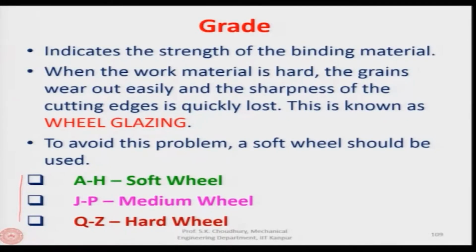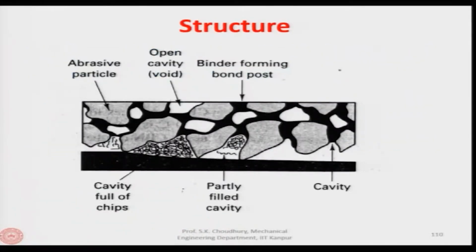Now, the structure. Like in the case of the milling cutter, between the milling cutter teeth we have the void or space, and that space is for accommodating the chips. Similarly, in the grinding wheel, between the grains there should be some space that will accommodate the chips. If the space is very small, then the small chips, as in grinding the chips are very small, will get into the small space between the grains and they will stay there, they will not be able to come out.